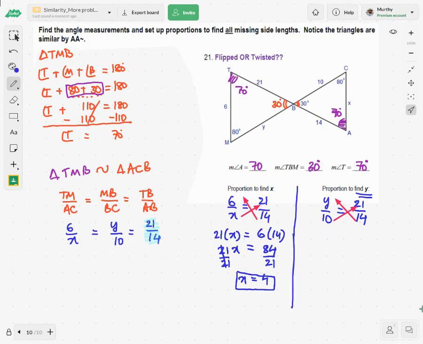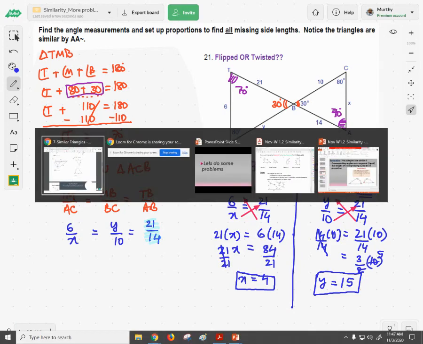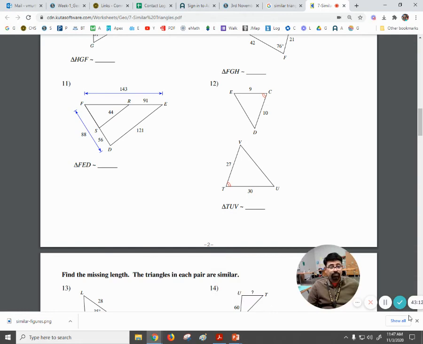Coming to y, it is 14 times y equals 21 times 10. So divide by 14 on both sides. I see that I can divide 21 and 14 by 7. 7 times 3 is 21, 7 times 2 is 14, 2 times 5. So the value of y equals 15. You can check your answers. The value of x equals 4 and the value of y equals 15. That's it.